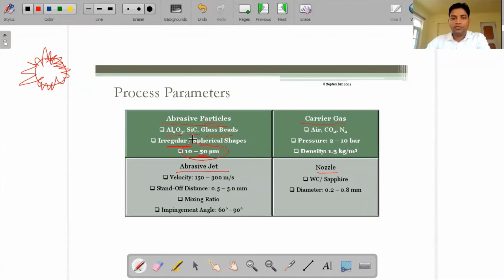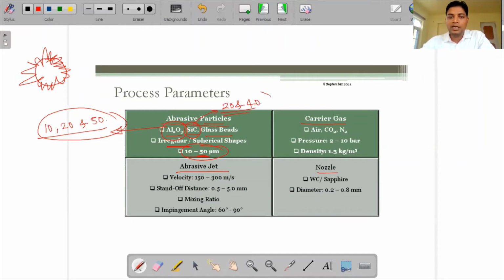Why 10 to 50 micron? Because alumina is available in 10 micron, 20 micron, and 50 microns. Silicon carbide can also be used as an abrasive particle, which is a little bit harder than alumina, and it is available in the range of 20 and 40 microns.